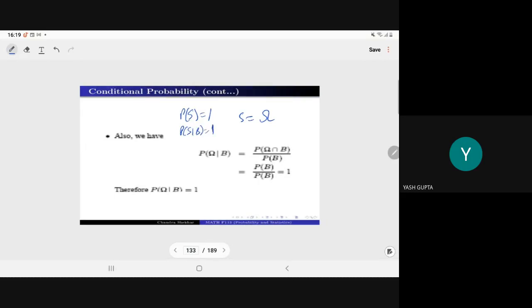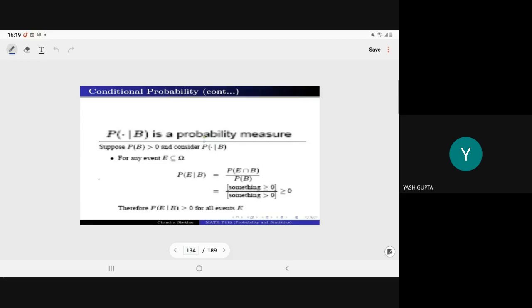Right? So it satisfies the first axiom. What is the second axiom? Axiom of non-negativity means for an arbitrary event, the probability is always non-negative. So we take an arbitrary event E in sample space S or omega. When we compute the probability of E, we have studied that the probability of E is greater than or equal to 0.